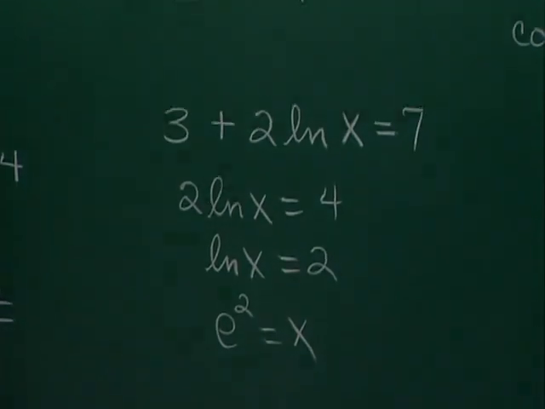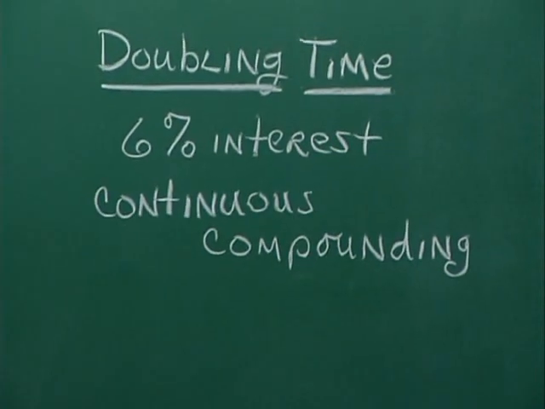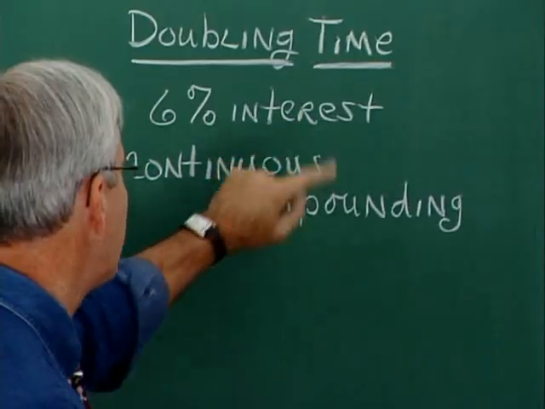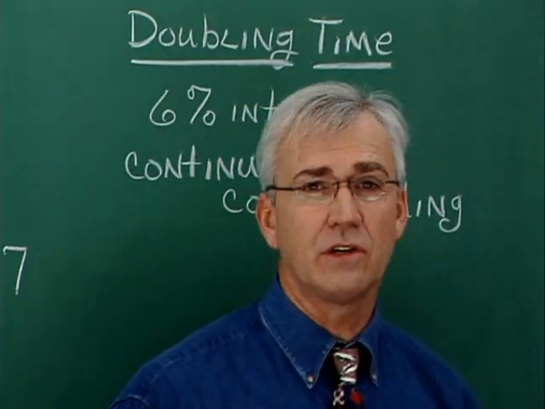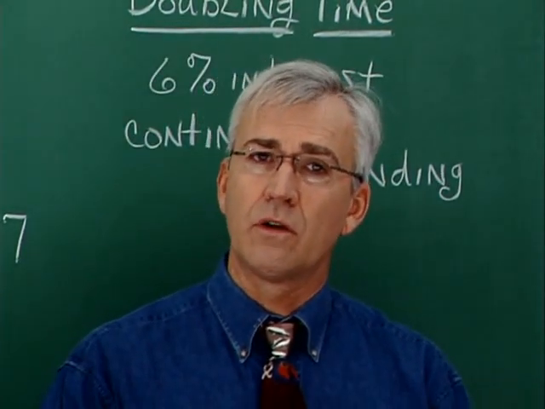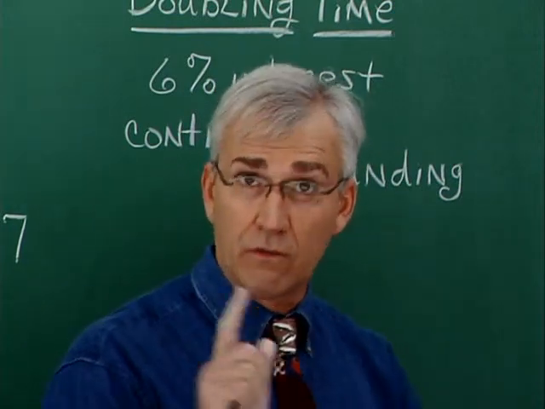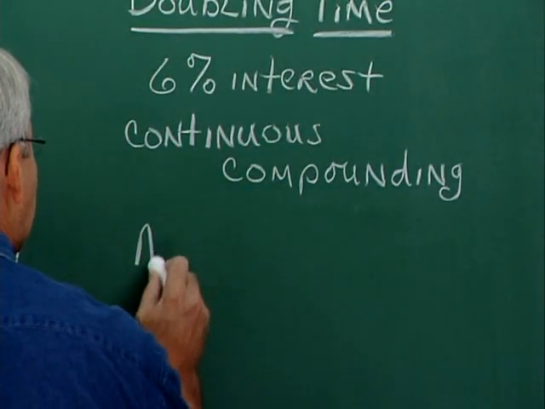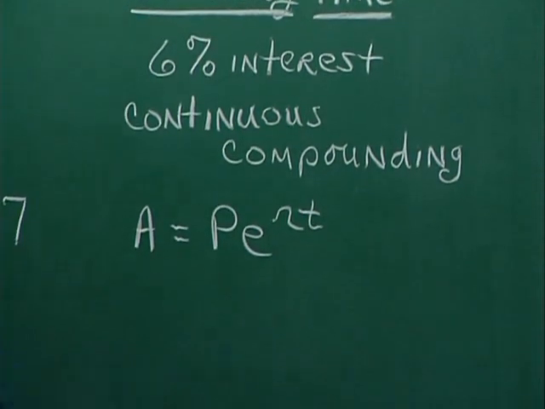We've solved the equation. We can use the techniques of this section to find the doubling time of an investment. Let's say that we are investing some money at 6% interest and that it's compounded continuously. Well, under this circumstance and with just this much information, we can figure the doubling time. Now remember, the formula for the relationship between amount in the account, principal, and so on for continuous compounding involves the base e. And it was that the amount is P e to the rt power. And now all we do is fill in.